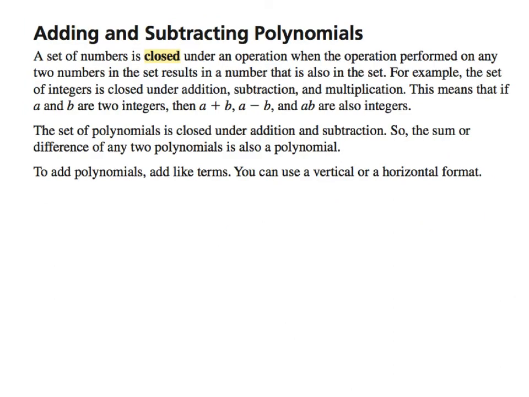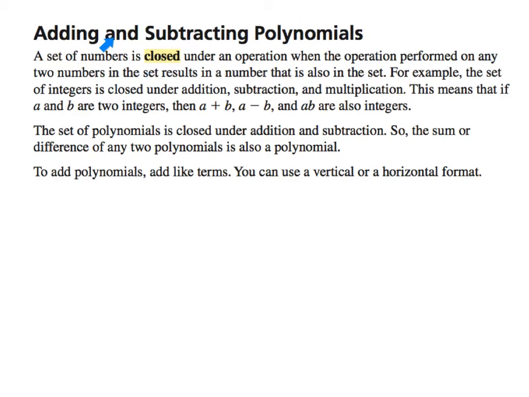Now, we are going to learn how to add and subtract. I'm just going to tell you right now, this is really easy. You can only combine like terms. As you already know, like terms are terms that have different coefficients. That's the only thing that can be different. The variable and the exponent have to be the same.